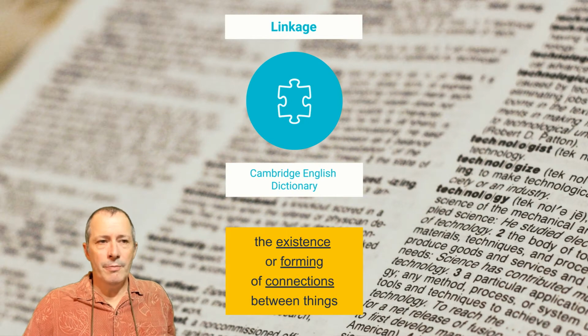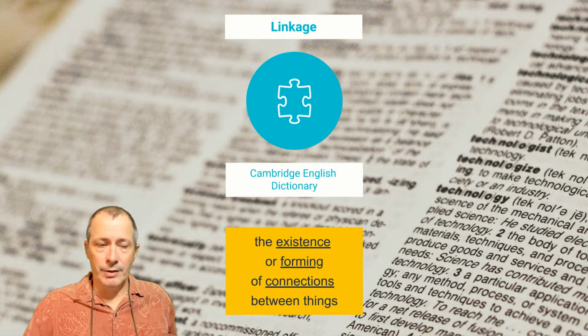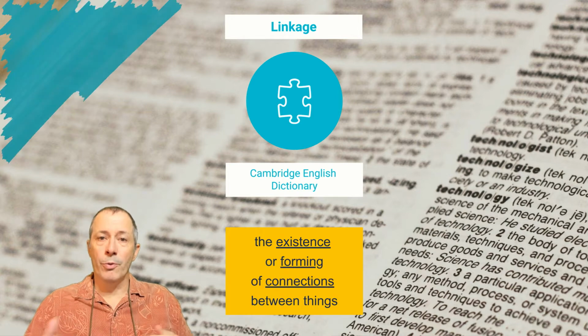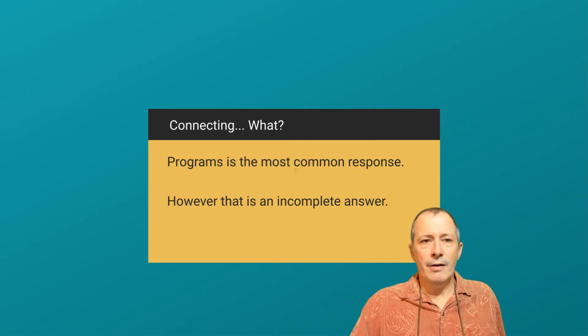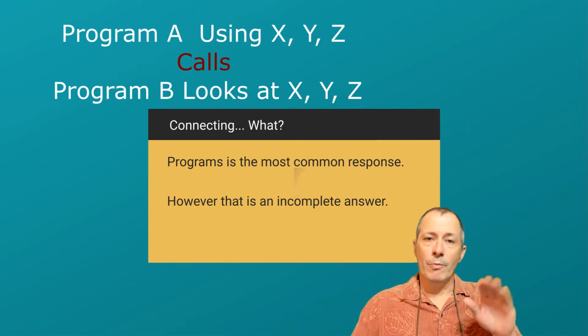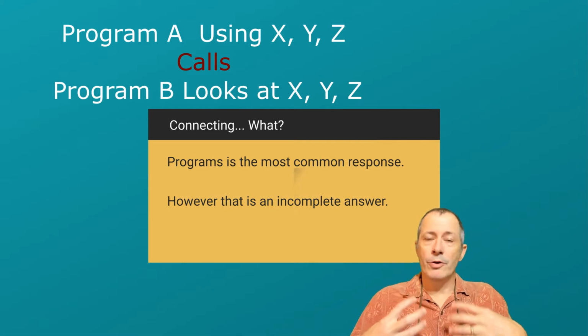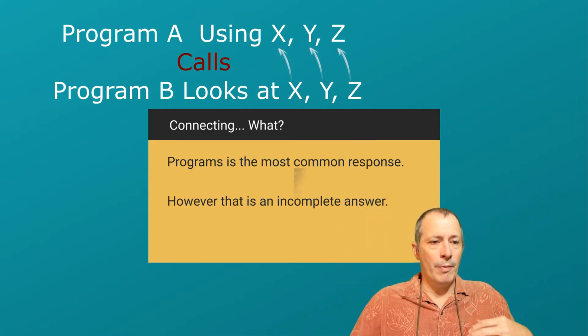Linkage, as defined by the Cambridge English Dictionary, is the existence or forming of a connection between things. This is the definition that I think the architects of COBOL had in mind when they came up with the name linkage section, the forming of connection between two programs. The most common reason to use the linkage section is to define the layout of memory structures passed from program A to program B. When program A calls program B, it can pass data structures. Program B uses the linkage section to map the data structures that are passed by program A.